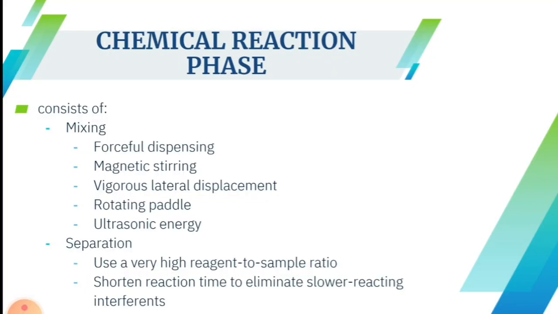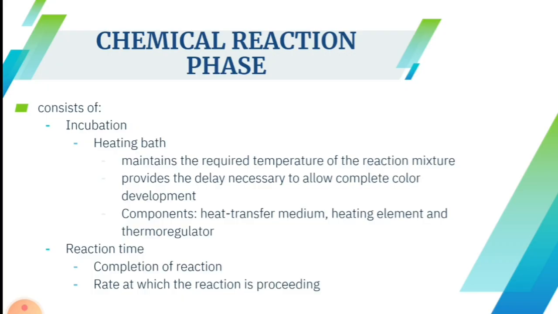So we also have the chemical reaction phase. It consists of mixing and separation. For mixing, it involves forceful dispensing, magnetic stirring, vigorous lateral displacement, rotating paddle, and ultrasonic energy. While separation uses a very high reagent to sample ratio and shortens the reaction time to eliminate slower reacting interference. Regardless of the technique used, mixing is a difficult process to automate. Next, we have our incubation and reaction time. When we talk about incubation, it uses a heating bath, which will maintain the required temperature of the reaction mixture. And then the reaction time, on the other hand, is the completion of a reaction or the rate at which the reaction is proceeding.